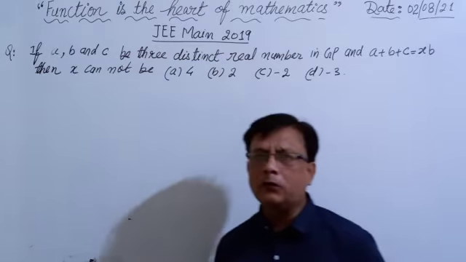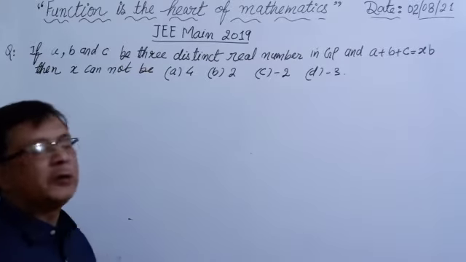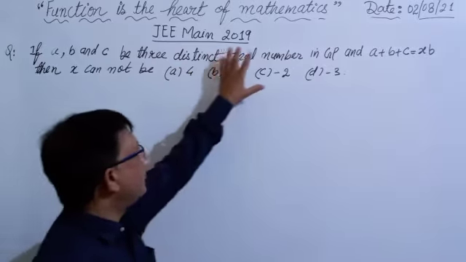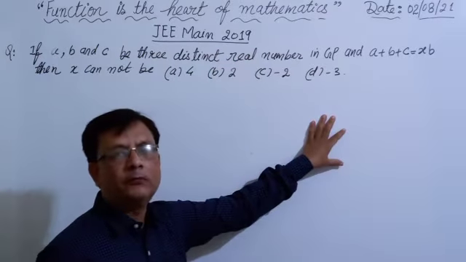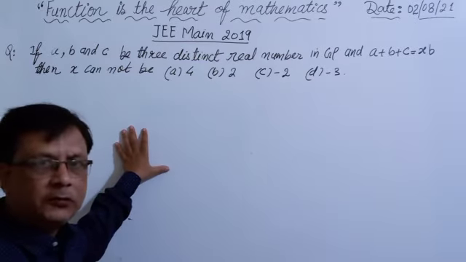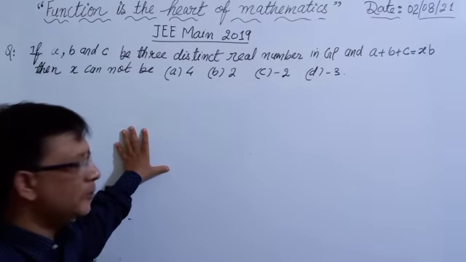Student, today we are going to solve a very good question: a combination of maxima-minima and AP-GP, asked in JEE Main 2019. A good question for competitive examinations, also for next year's JEE competition.